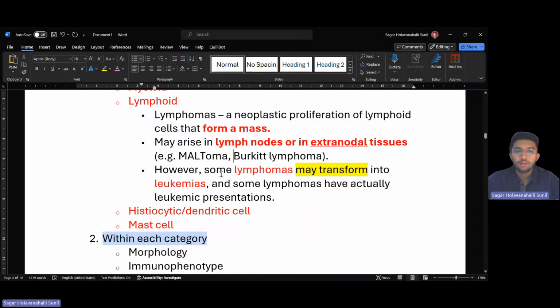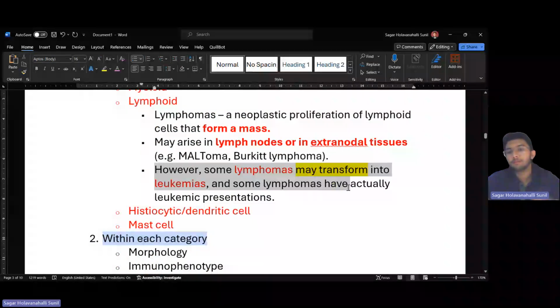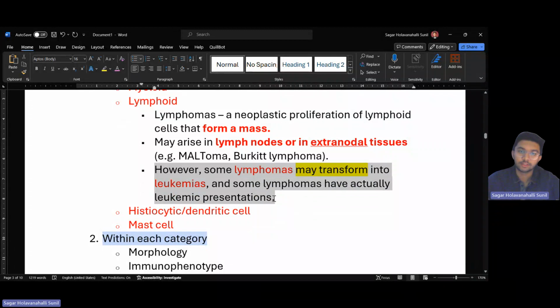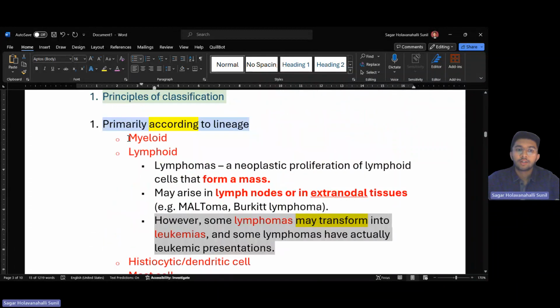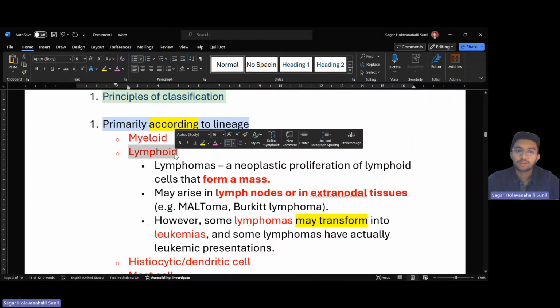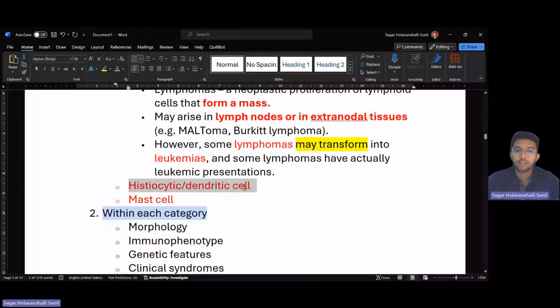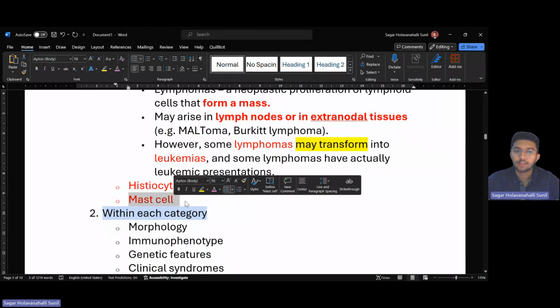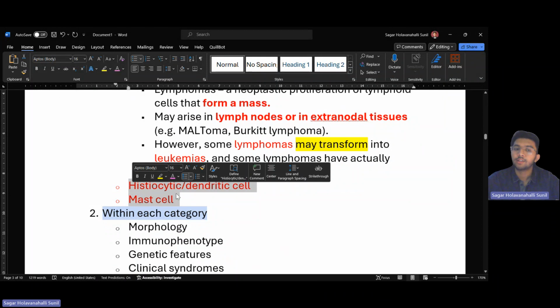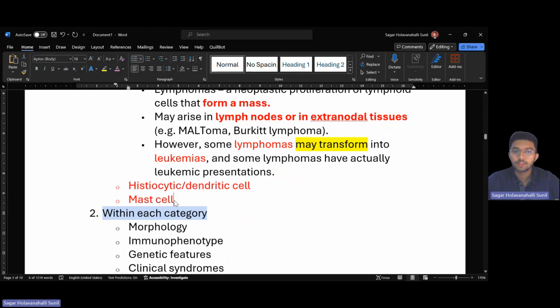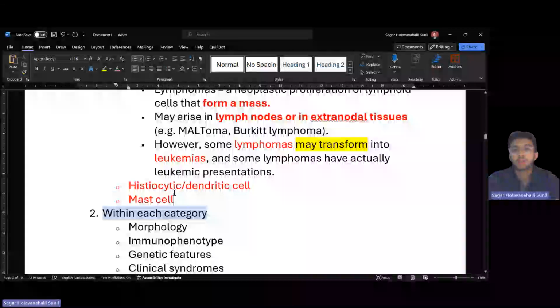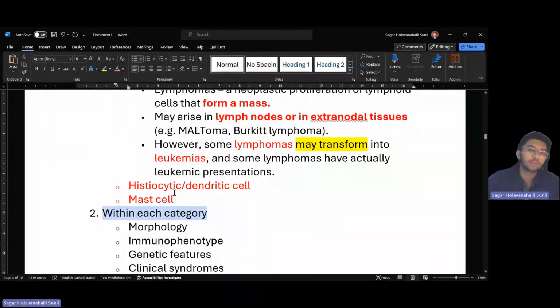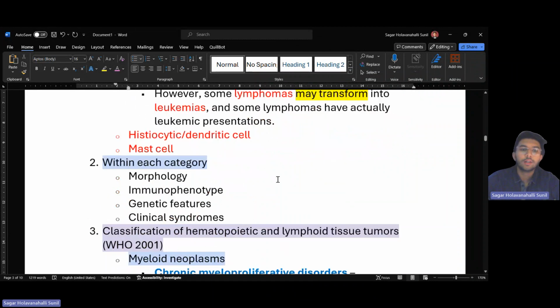Now, again, these lymphomas can transform into leukemias, and some lymphomas have actually leukemic presentations. So, other than myeloid and lymphoid, we also talk about histiocytic or dendritic cells and mast cells. Now, about these, again, you can just go to the organ system questions, and that's where we'll cover most of it. Once you do organ systems, you just come back to this question, and this question you can finish in like 10 minutes or even 5 minutes for that matter.